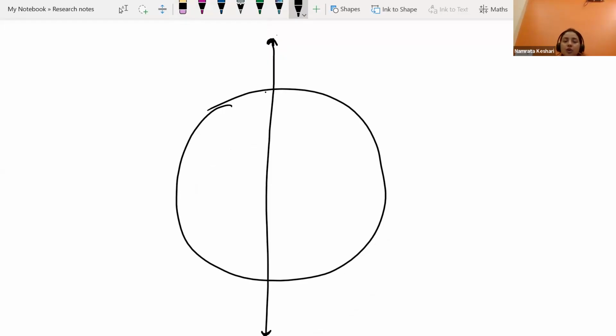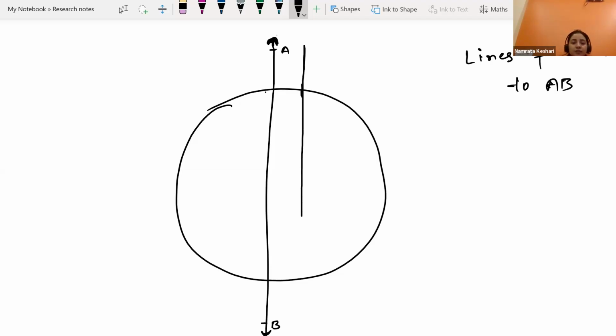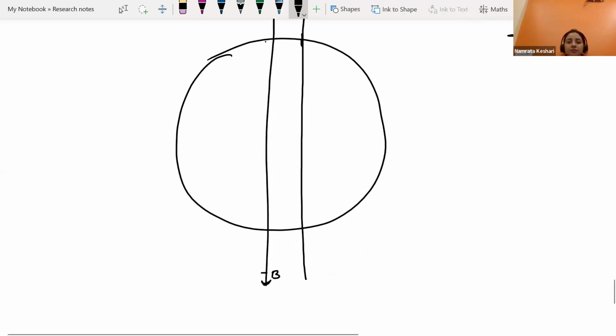Now let's draw, suppose this one is AB. Let's draw a few lines parallel to this AB. We want to draw lines parallel to AB. So we can draw a line like this, which is parallel to AB. Towards the right side also we can draw, towards the left side also we can draw. We will be drawing it by ourselves.